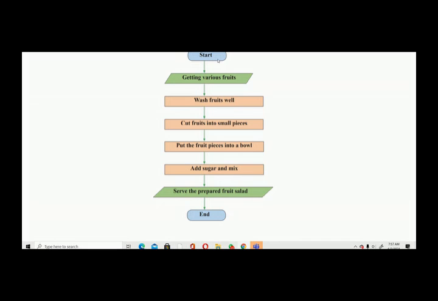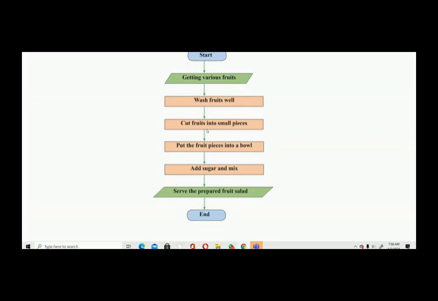So these are the steps of making a fruit salad, right? So the same thing you can write with an algorithm, and also we can write it with a flow chart. Okay, now first you have to write start. Then what you are going to do is you have to use your inputs, right? So your input is getting various fruits. Okay, getting the fruits. Fruits are your input in this flow chart, right? So first you wrote start, then your input, then after that your actions.